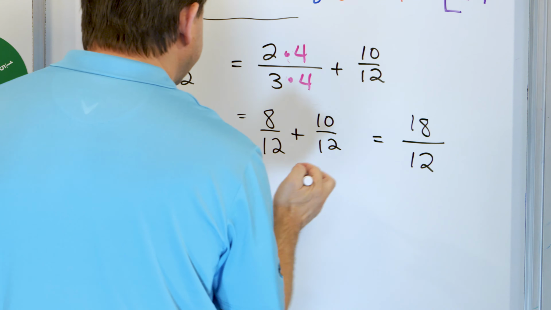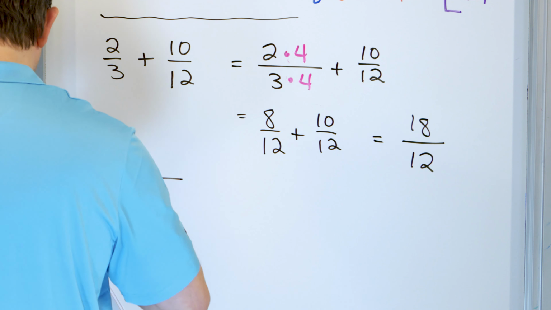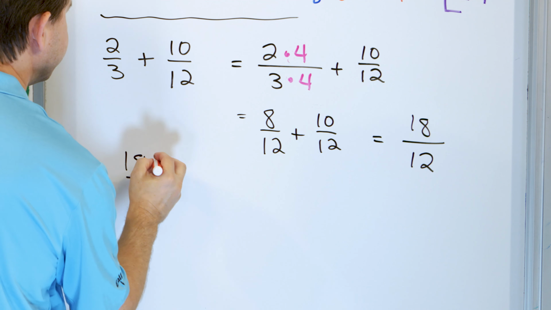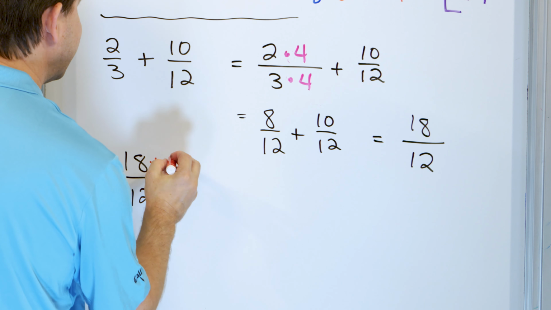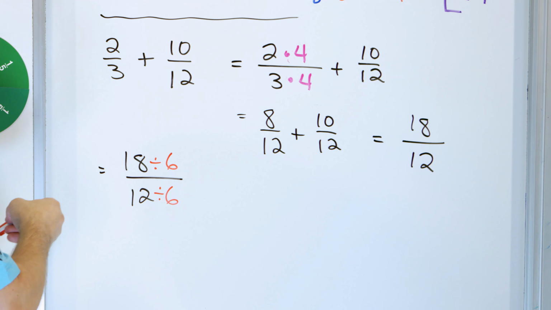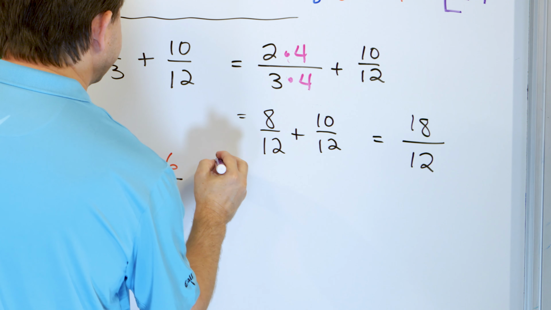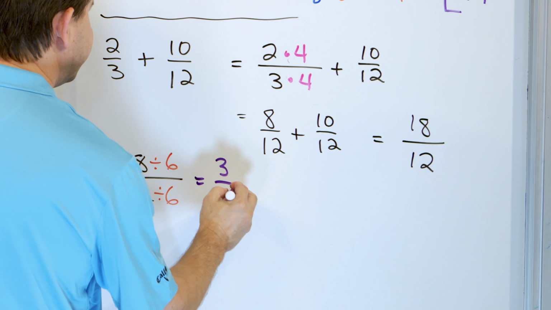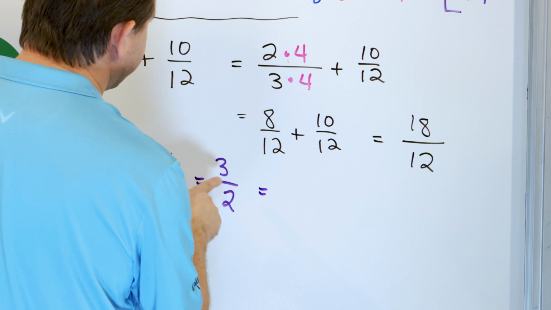Now these are even numbers, so we can simplify this. 18/12. We can divide the top and bottom by 2, but we can actually save some time by just dividing by 6 because they're both divisible by 6. 18 divided by 6 is 3. 12 divided by 6 is 2. So 3/2 is the correct answer, but we can change it to a mixed number by dividing.